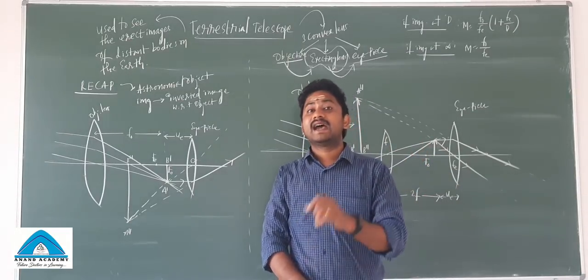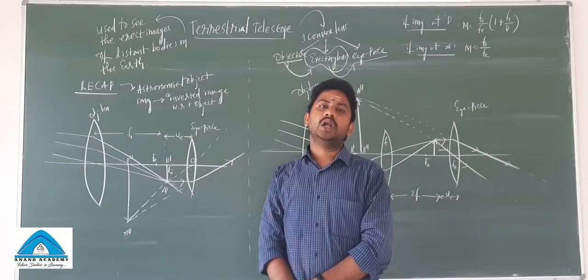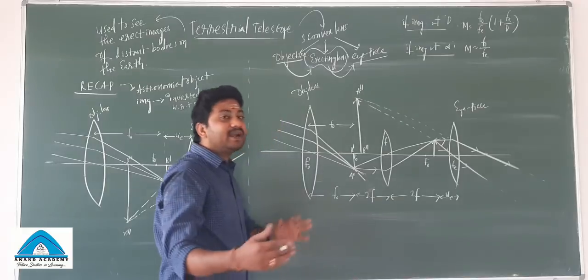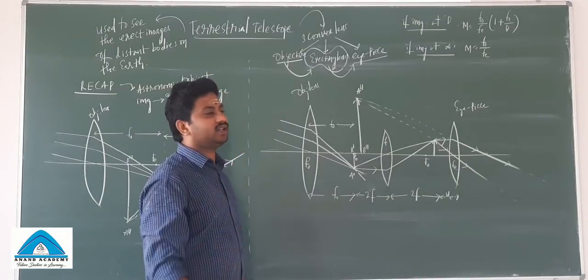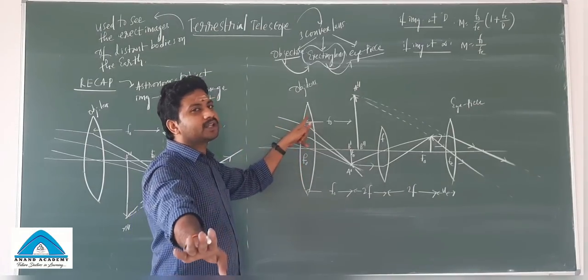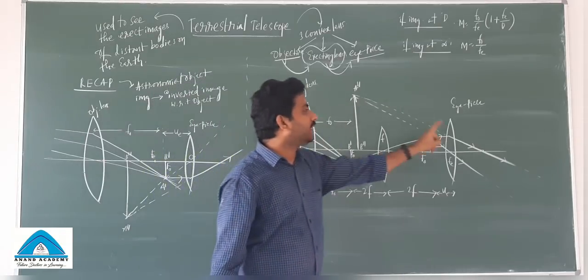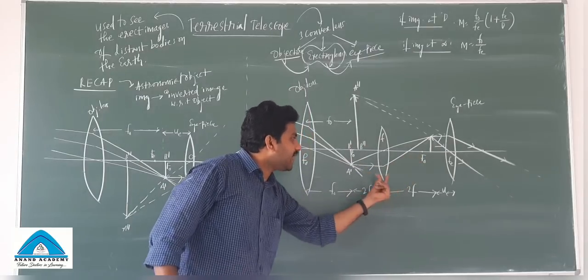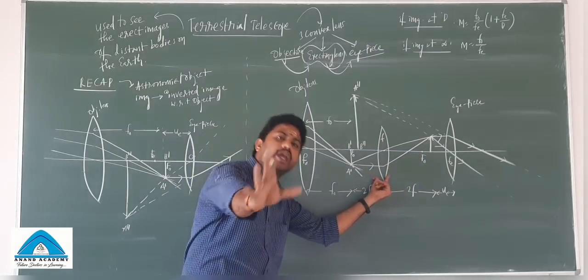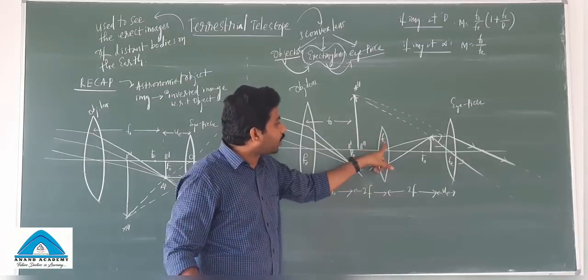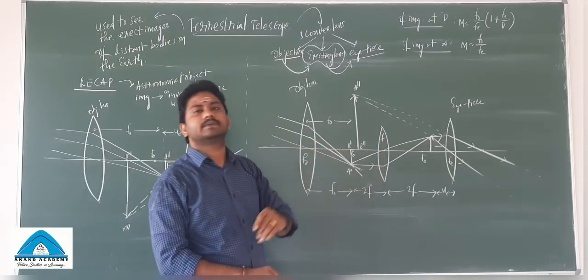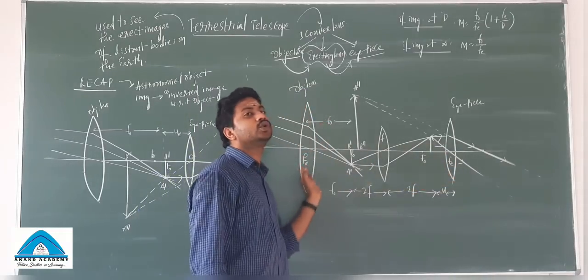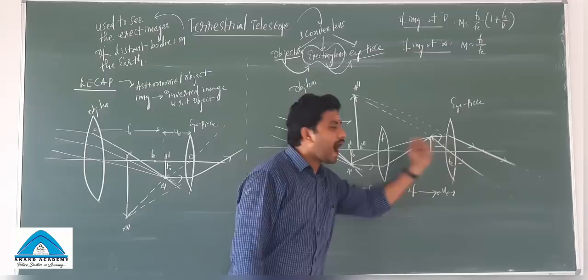Now, let us start our major discussion called the terrestrial telescope. In the terrestrial telescope, as I have mentioned, there will be three convex lenses. See, your own objective lens and your own eyepiece, which we considered previously. In the middle of them, there will be a lens, which is also a convex lens of focal length f, kept here, which is of comparatively small aperture. These two, the objective and the eyepiece.